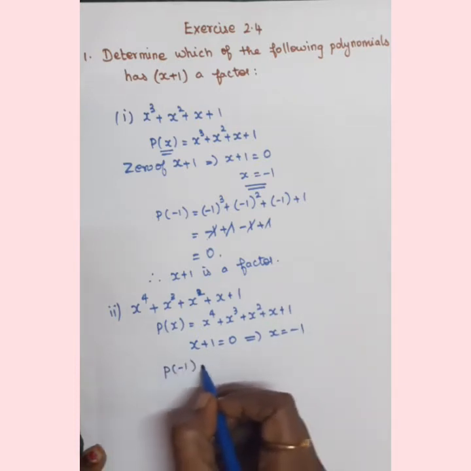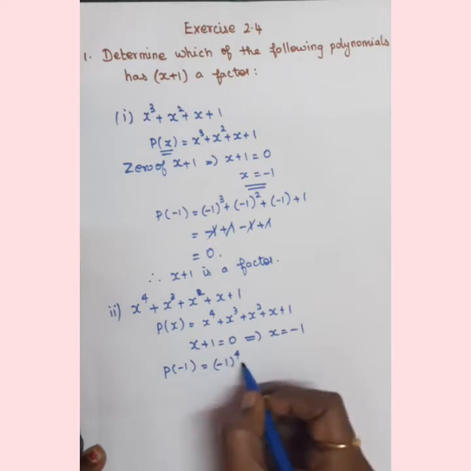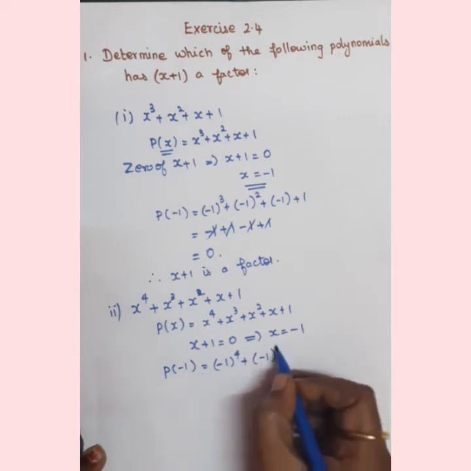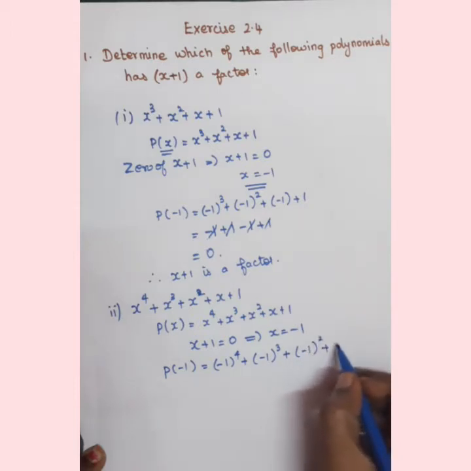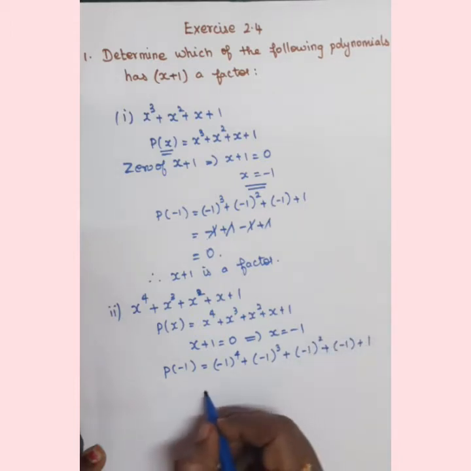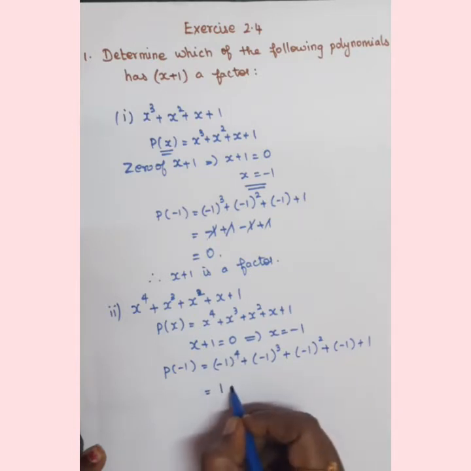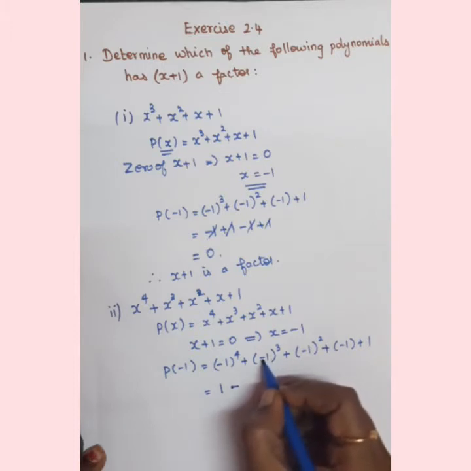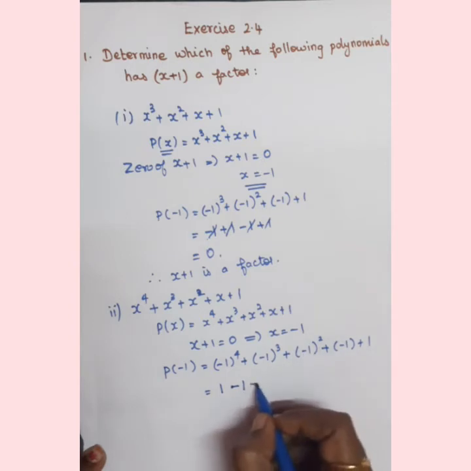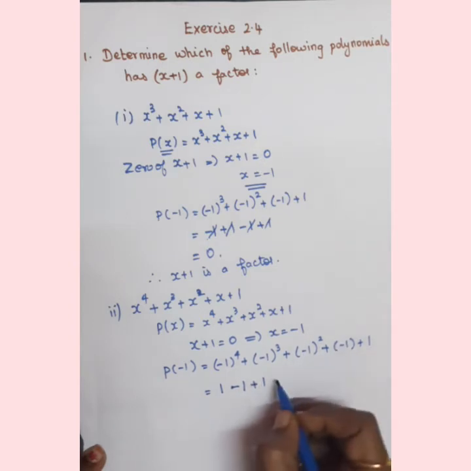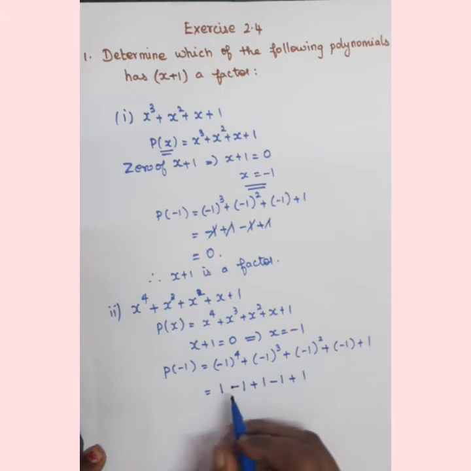So p of minus 1 equals minus 1 the whole power 4 plus minus 1 the whole cube plus minus 1 the whole squared plus minus 1 plus 1. So minus 1 to the power 4 is 1. Minus, because minus 1 cube is minus 1. Here minus 1 the whole squared, so it will become plus 1. Here you have minus 1 plus 1. 1 minus 1 is 0. Here 1 minus 1 is 0. You have balance remainder as 1.